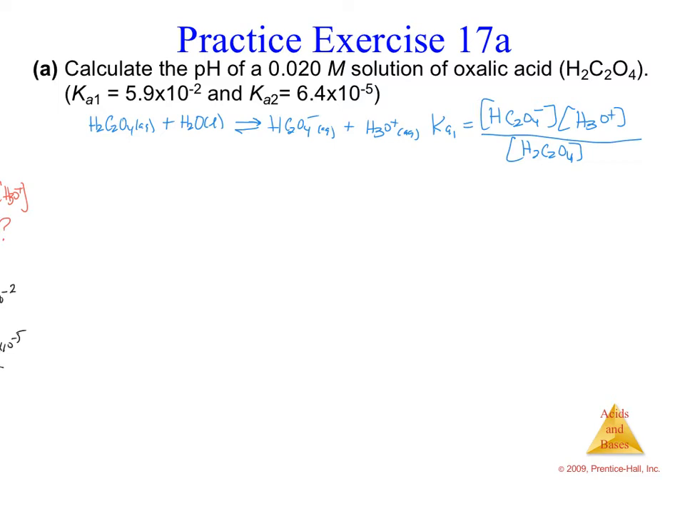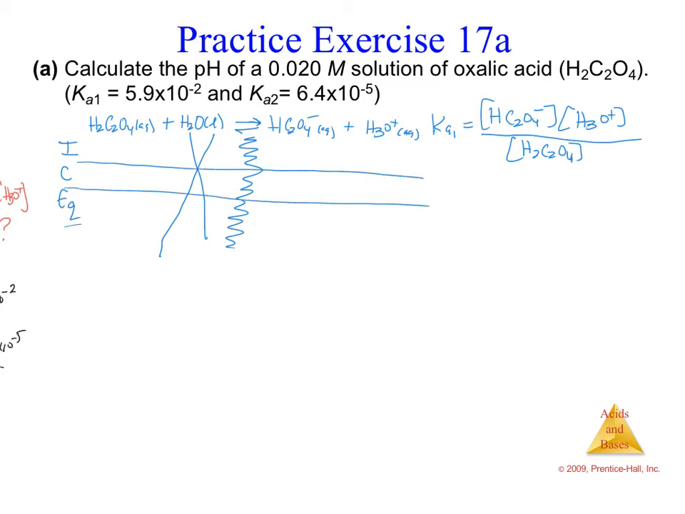Step 2 is my standard icebox, ICEQ. I know I'm going to change signs underneath my equilibrium arrow. I do not include water because it's a liquid. It does not show up in my Ka expression. And again, this is really a grid. So the icebox allows us to keep track of the concentrations of the reactants and products. You're told it's a 0.020 molarity solution. Nothing is mentioned for the product, so it's 0.